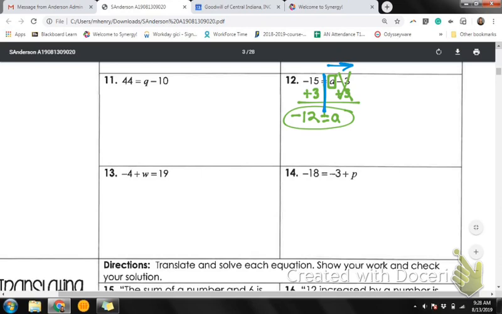So let's look at 14. If you know how to do 14, go ahead. If you want a little bit of a reminder, let's talk about this. Here's your left and right side. P is your variable.